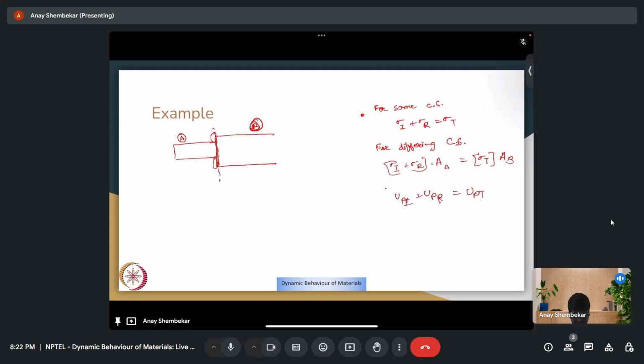From this, we can work out what happens to the transmitted and reflected stresses, as well as their respective particle velocities. The only important thing to note now is that there is an area term which has to be included along with our impedance terms. So from this, I think you can also work it out. It's pretty straightforward.